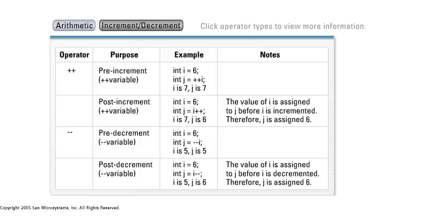These operators are shortcut operators. For instance, I could say x equals x plus 1 to add 1 to the value of x. But the increment operator can be used as a shortcut, and I could just say x plus plus instead. Now there are two versions of each of these, the pre-increment and post-increment, and the pre-decrement and the post-decrement. And it depends on what side of the variable you put the plus plus operator or the minus minus operator. For instance, if I have plus plus i, that is the pre-increment version.